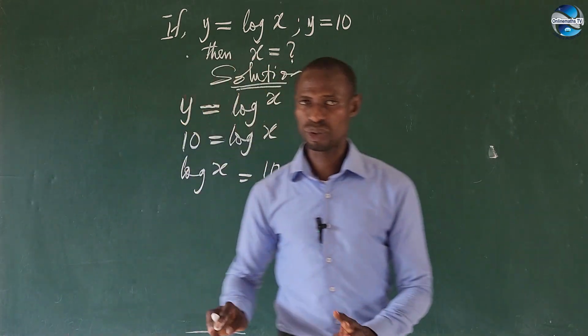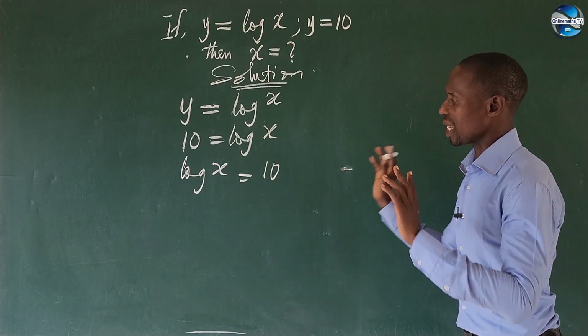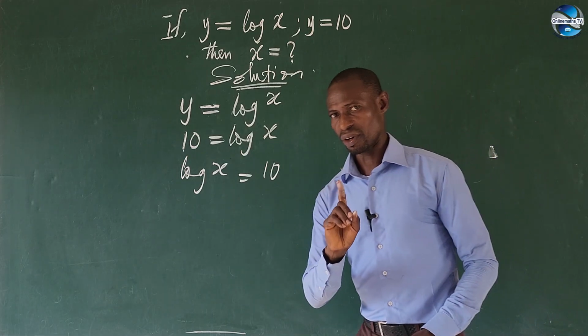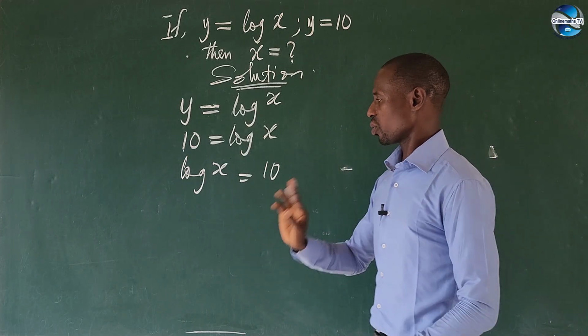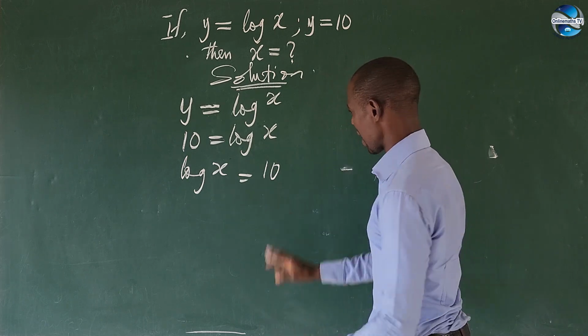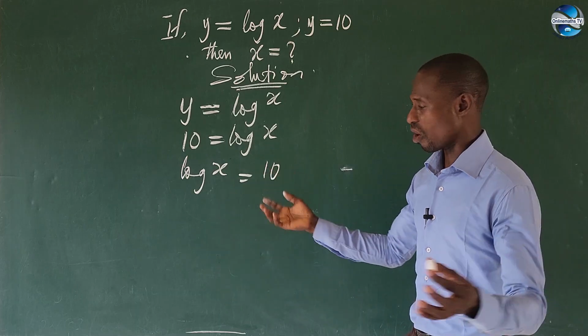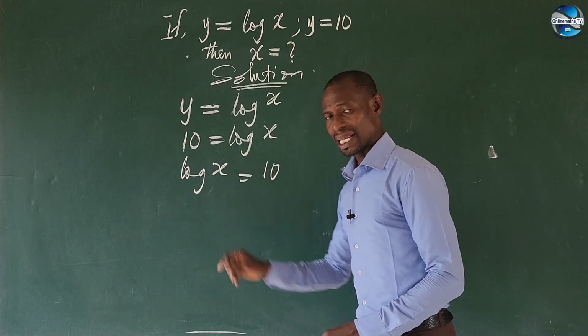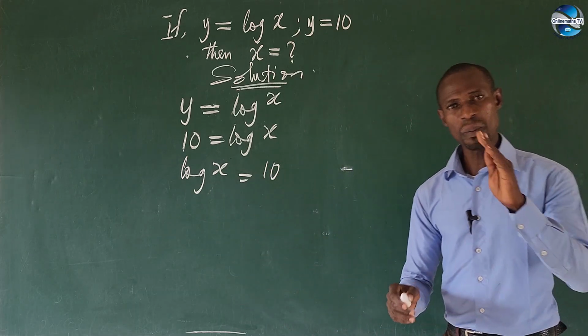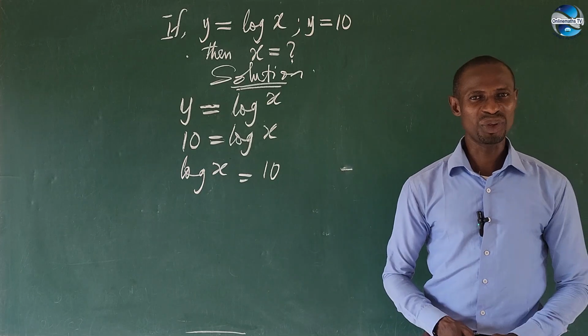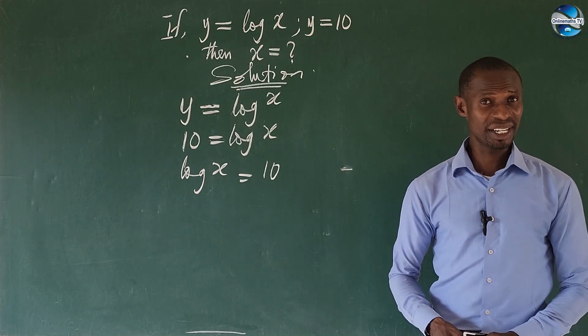Now this is what we're going to do. We're going to take two assumptions, case 1 and case 2. Case 1, we're going to assume that we have this to base 10, so we solve based on base 10. And the second case scenario is going to be to base e. Let's see if the two will give us the same answer. It will give us a different answer.